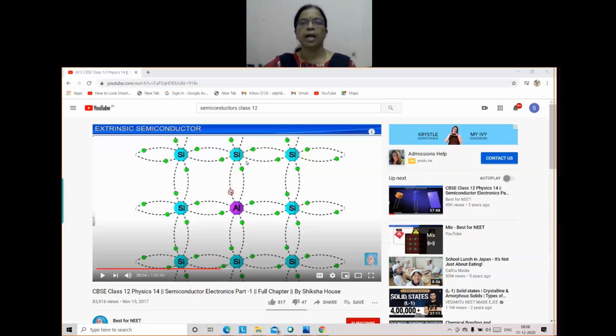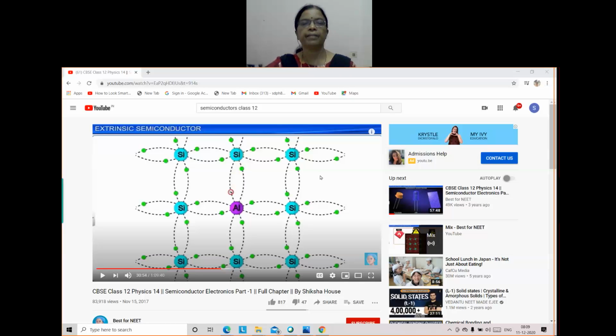And what about the conductivity of an intrinsic semiconductor? At low temperature, intrinsic semiconductor behaves as an insulator. All the bonds are filled. It is having 8 electrons in the outermost shell, so it is a very stable state. No conductivity at 0 Kelvin.